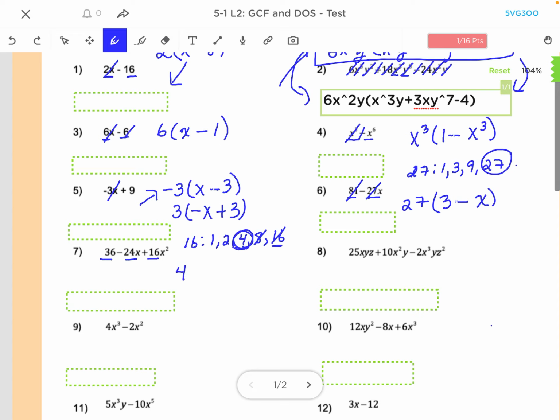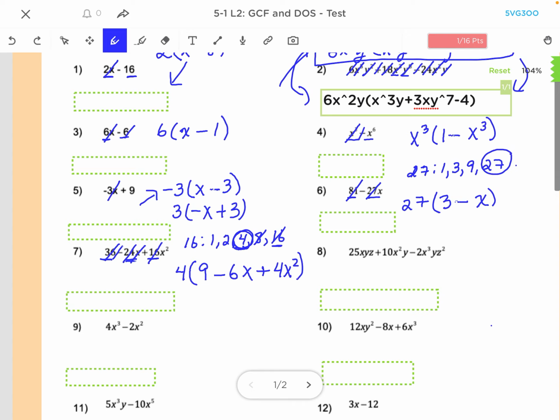So that's the 4. And then notice that 2 of the terms have x's, but not all 3. So you can't pull out an x. You can only pull out what's common to all the terms. So I'm only going to pull out a 4. 36 divided by 4 is a 9, minus 24 divided by 4 is a 6. There's still that x there. Plus 16 divided by 4 is 4. And then I also have that x squared.